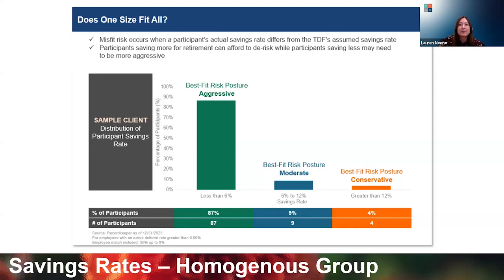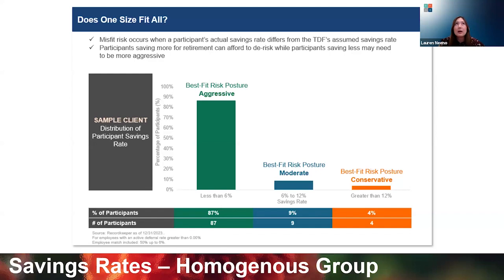So again, if everyone looks like they'd benefit from a pretty aggressive glide path, it doesn't mean that all of these aggressive participants would desire to invest in an aggressive way. They might like a little bit more security and want to move to a more moderate glide path. So again, there's a need to take risk and a desire to take risk. That is just something to keep in mind as well.